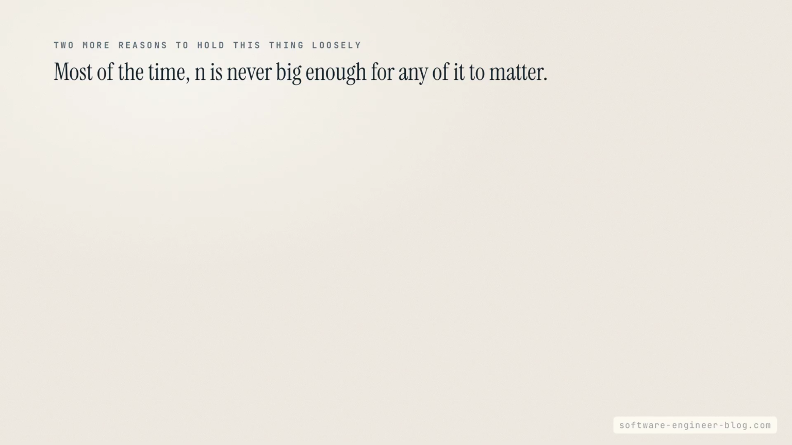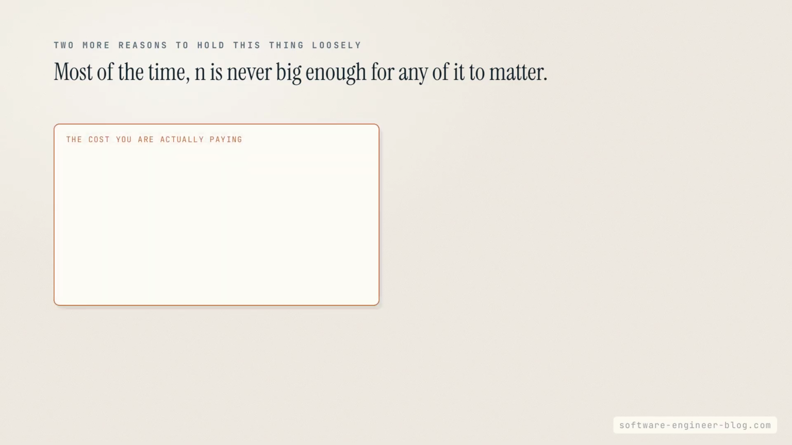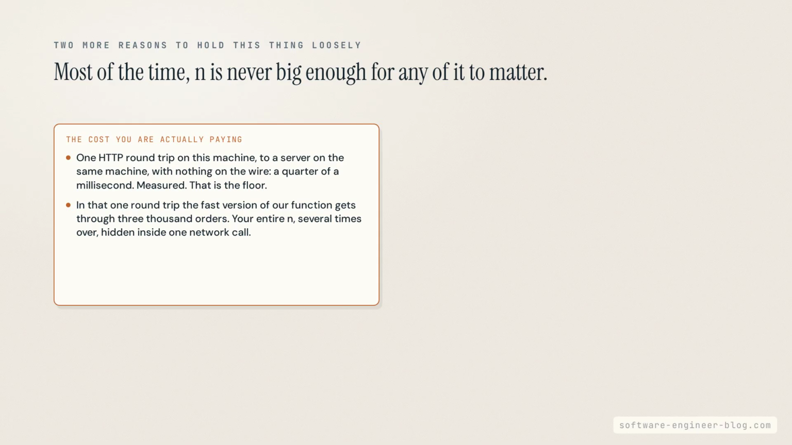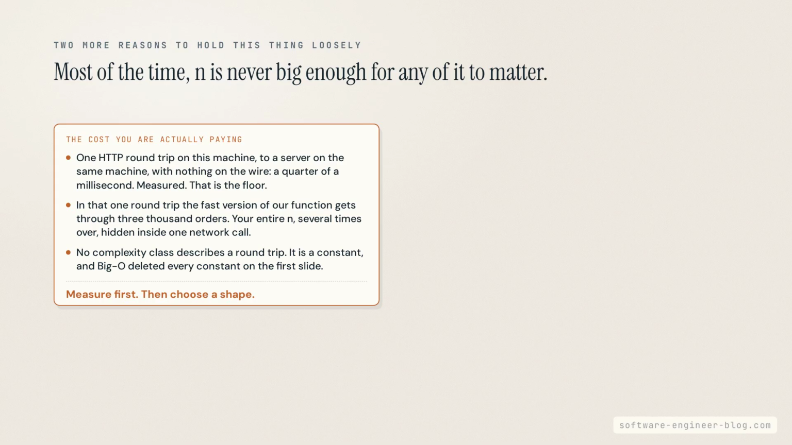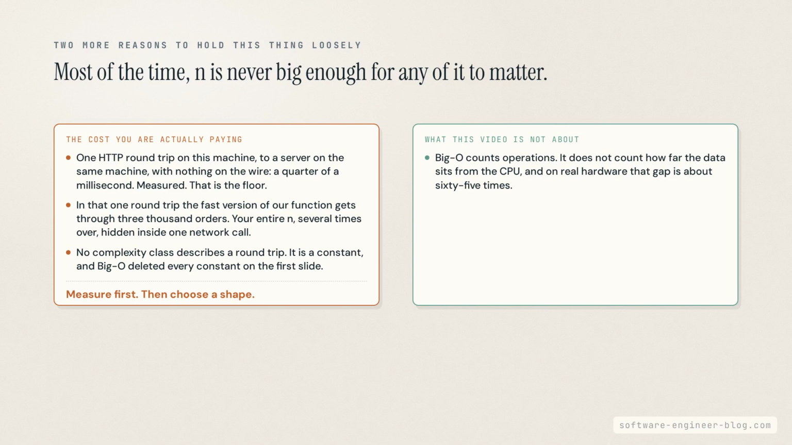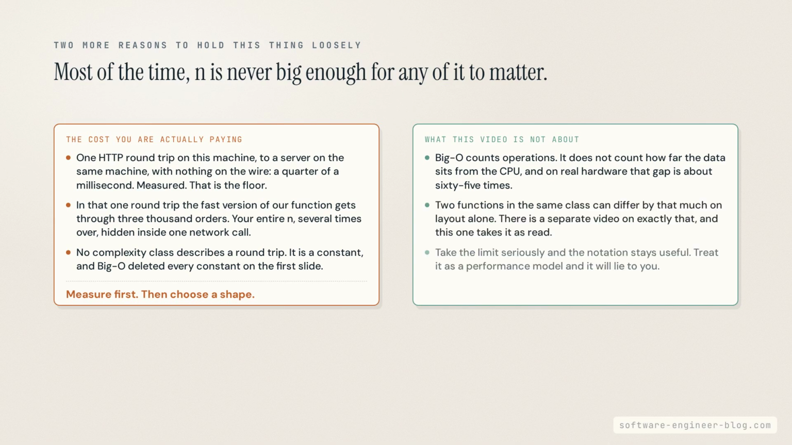The first is that most of the time n is never big enough for any of it to matter, and the cost you are actually paying is somewhere else entirely. I put a real HTTP server on this machine and timed it. 1 round trip to a server on the same machine with nothing on the wire, 1/4 of a millisecond. In that 1/4 of a millisecond, the fast version of our function gets through 3,000 orders, your entire n, several times over, hiding inside one network call that nobody ever looked at. And no complexity class describes that round trip. It is a constant, and Big O deleted every constant on the first slide.